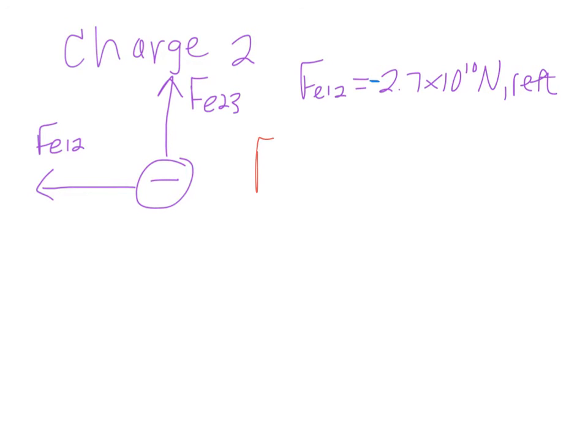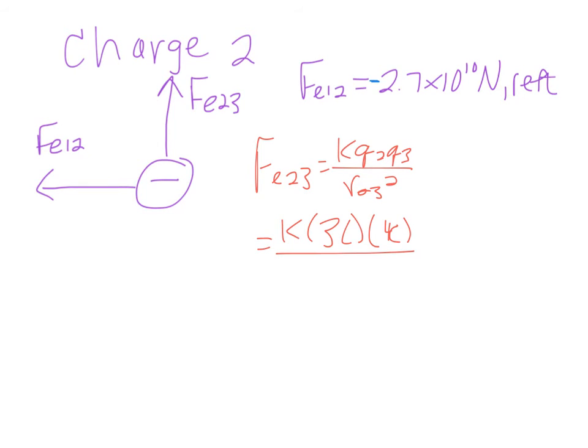Let's solve for the electric force between 2 and 3. K, Q2, Q3 over R 2,3 squared. K, my Q2 is 3 coulombs. My Q3 is 4 coulombs over 2 meters squared. This equals 2.7 times 10 to the 10th newtons. This points up, so it's positive.